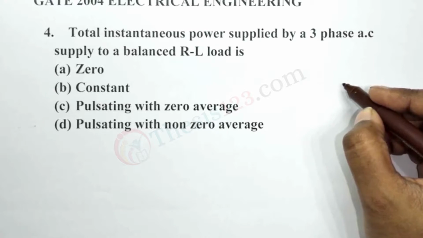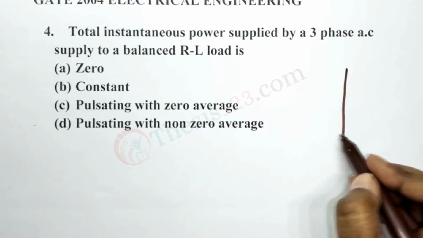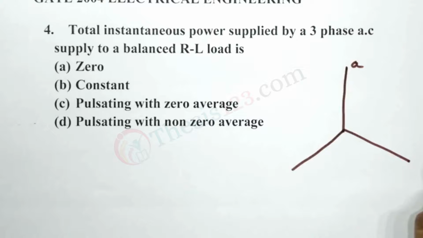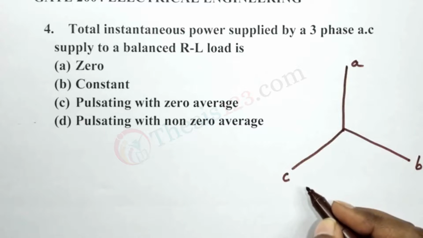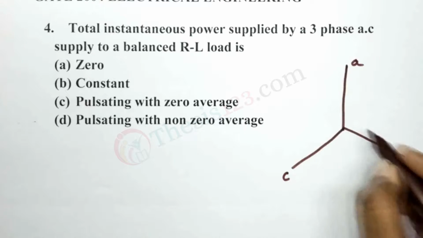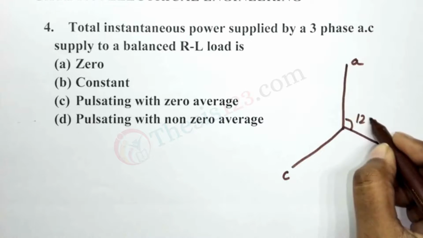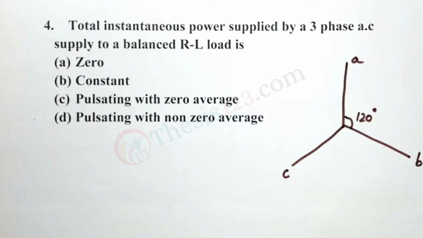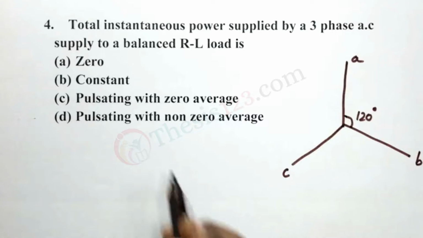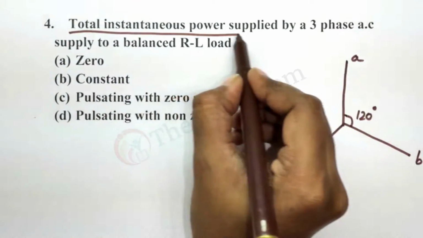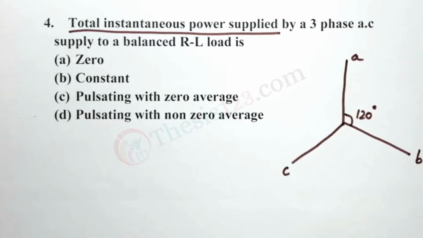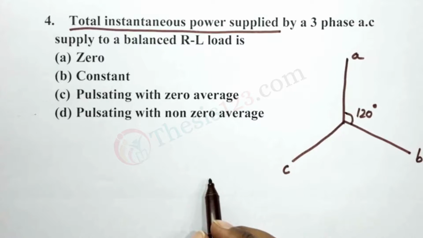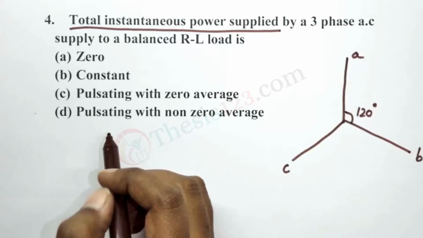Now we know that for an AC supply to a balanced RL load, if we consider this A, B and C, okay? So you know that each phase, the angle is 120 degrees. They are 120 degrees apart. Now since we will have to take the total instantaneous power supplied, now let's work it out and then see what the result tells us. The result will tell us what type of supply it could be.